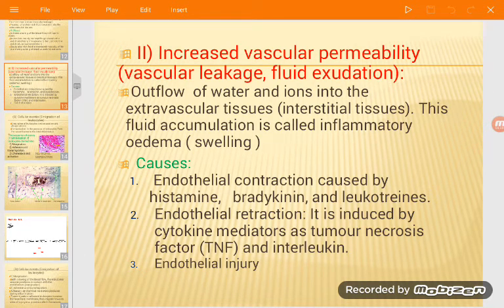Number 3, it may be due to endothelial injury by white cell protease, leukocyte protease.